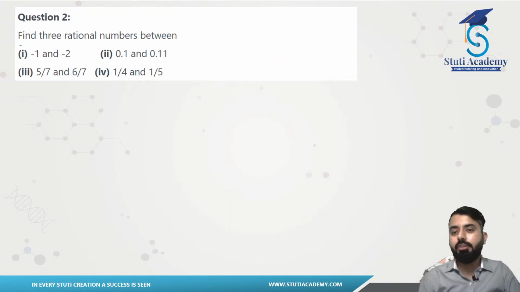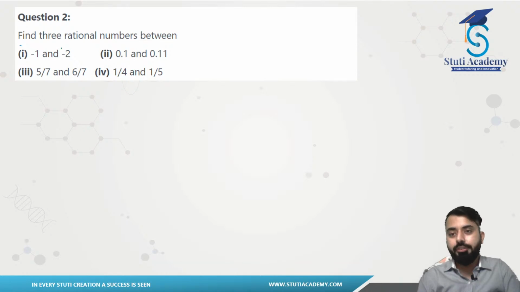We have to find out 3 rational numbers between these. So I'm going to attempt any 2 here, and you're going to attempt the remaining 2 yourself. That will be your work. If you have done the previous question, now you're watching it here. So pause the video while I do the 2 questions, and attempt every question on your own.